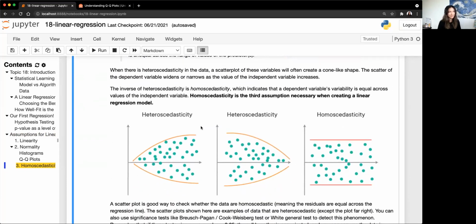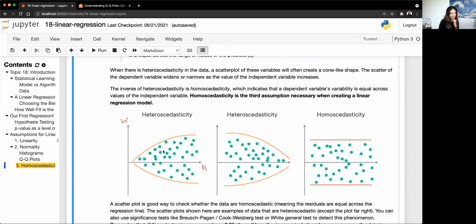This is just an example of showing what hetero versus homoscedastic means. And it's about the variance. So across the range of a variable, how varied are your data points? So if you imagine, let's say that this value over here is our height. And let's just say that this is weight.